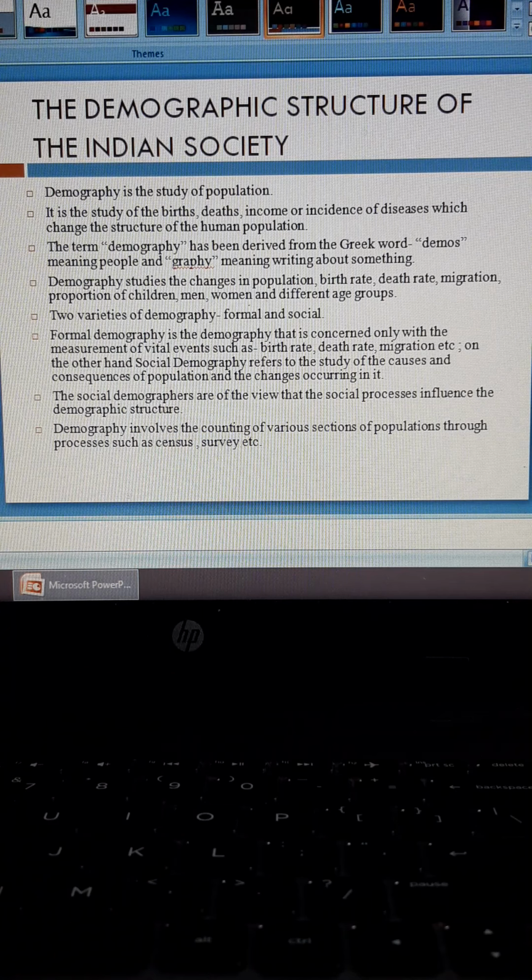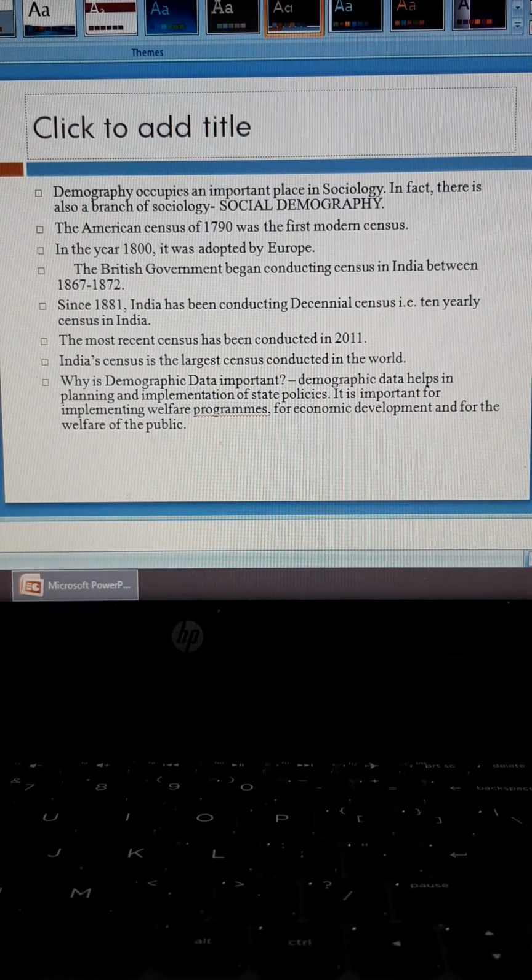Next point, demography involves the counting of various sections of population through processes such as census, survey, etc. So demography uses the process of census and survey to count the population, the number of people in the country. Got it? Basically demography deals as a whole with the population of a country, and it also deals with various events that influence the population of a country.